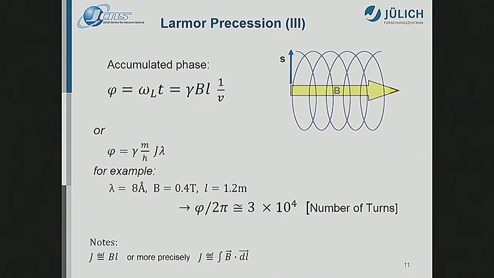So you can write it down using something called J, which is what we call the field integral. That's the relevant parameter of every spin echo, which is just the product of the magnetic field and the length of the coil, or more precisely, an integral over that, because the magnetic field may not be totally uniform. So for example, for 8 angstrom neutrons, with the magnetic field we can easily achieve in our coils, and the length of our coil being about 1.2 meters, the neutron will do about 30,000 precessions.